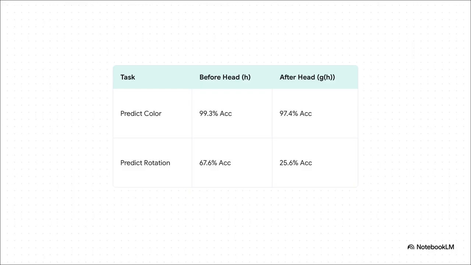The contrastive loss function is training the output of the projection head to be invariant to the augmentations. As you can see in the table, the stuff coming after the head is terrible at figuring out how the image was rotated. It's been trained to forget that. But the layer right before it, that H from the main network, it still holds on to all that juicy, useful information we need for other tasks.